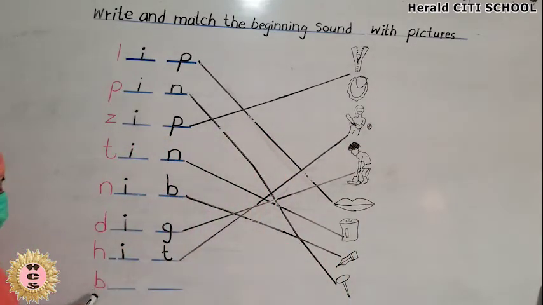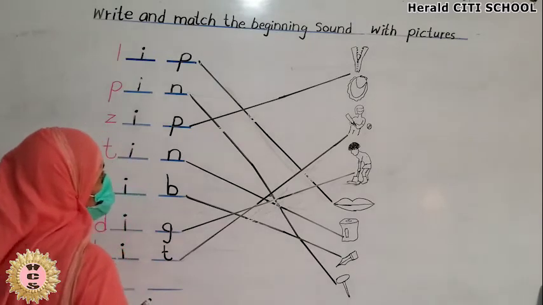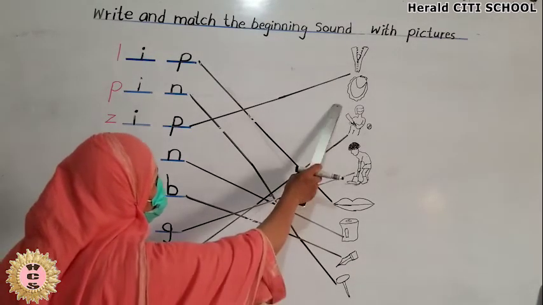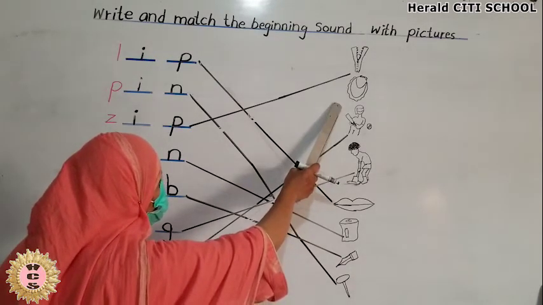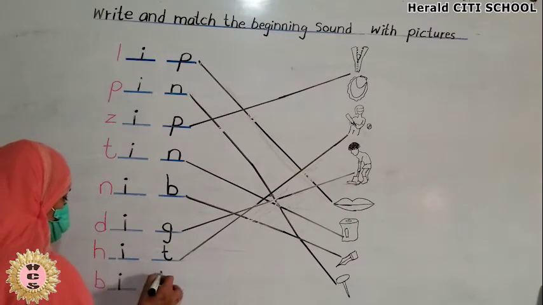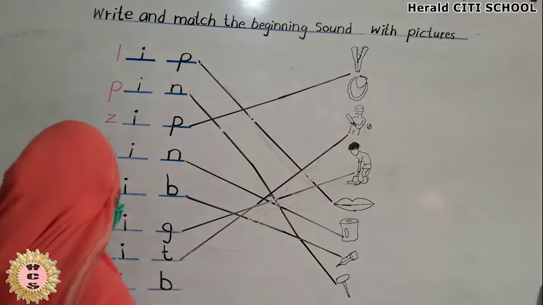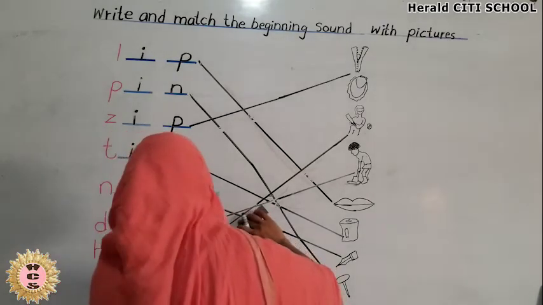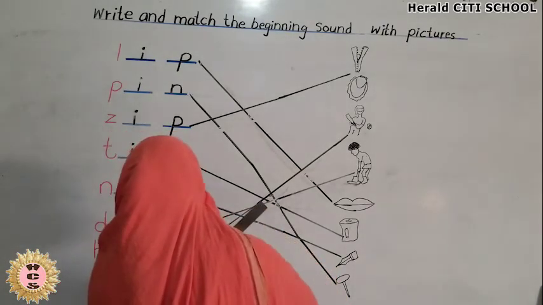Which sound is this? B. And which picture matches the sound of B? Yes, this is a bib. And the spelling of bib is B-I-B, bib. Now you will match the spelling of bib to the picture of bib.